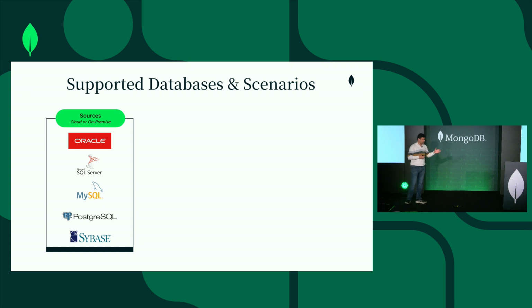And it doesn't matter where you've deployed them. It could be on the cloud. It could be on-premise. Doesn't matter as long as Relational Migrator is able to connect to them. So you would probably need a firewall exception or something. It will be able to use that as a source.